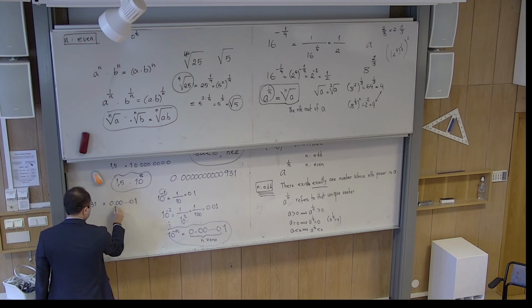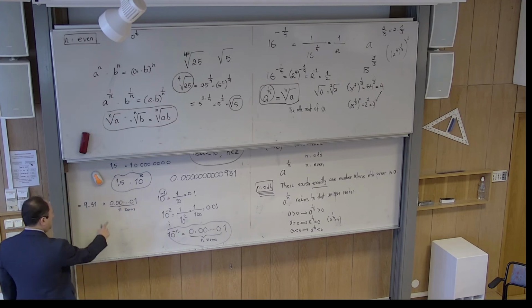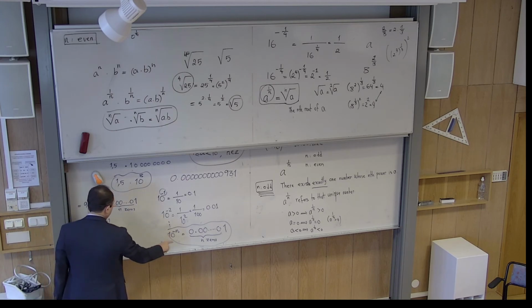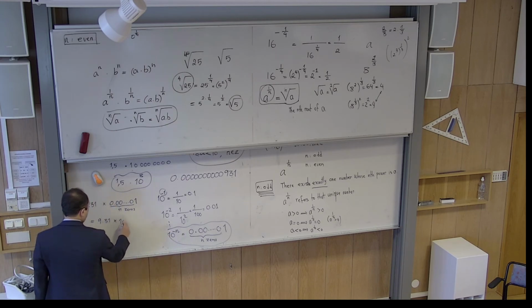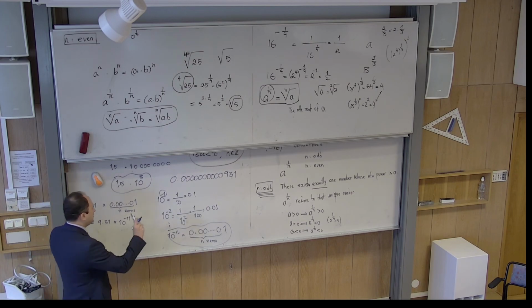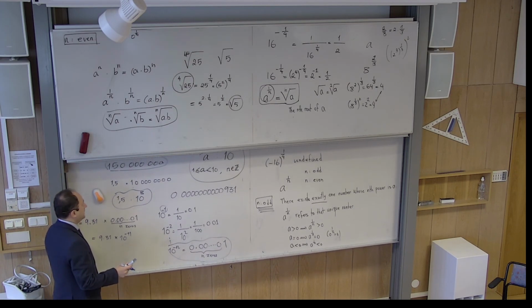0.0001. How many zeros from here? Yes. And then 11 zeros, what can I write here? 9.31 is the same number. But if I want to have 11 zeros, don't get confused. So yes, I should have 10 to the power of minus 11. Yes. So you can think in that way.